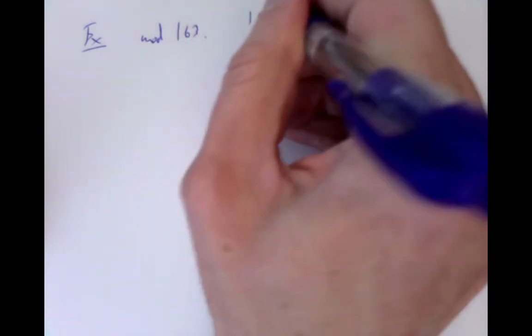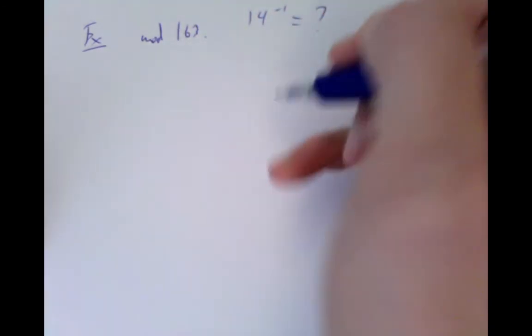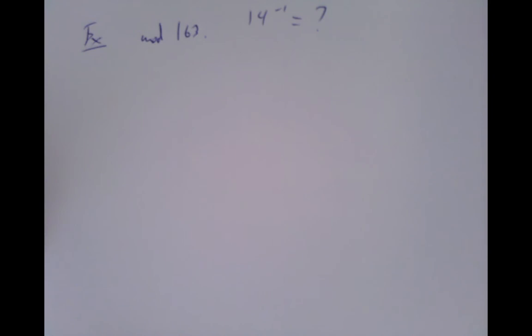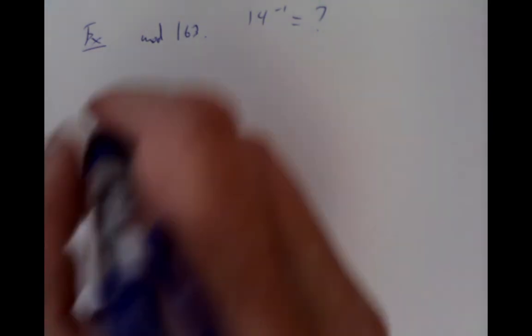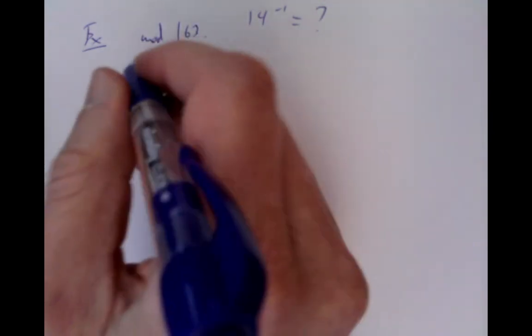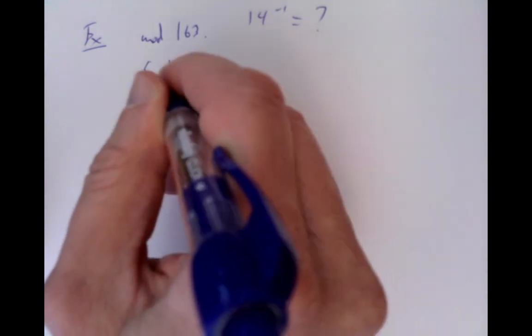So let's do an example where we'll find mod 163. What is 14 inverse, or 14 reciprocal? How do we calculate it out? According to our recipe, what we need to do is to find Bézout coefficients of 163 and 14. So let's write it like this.